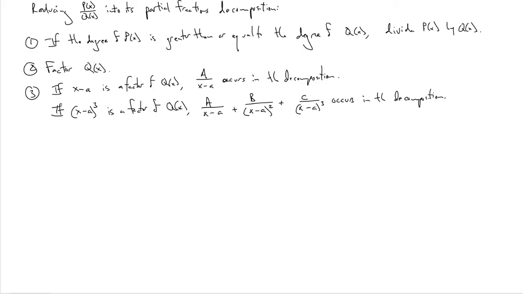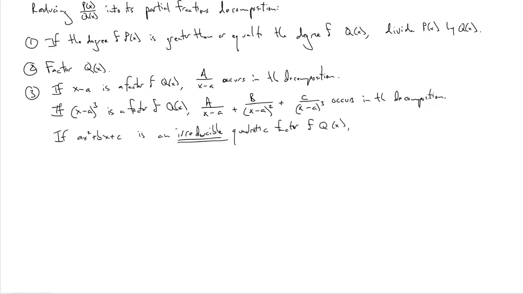If there was an x minus a to the 94th power as a factor of the denominator, you'd have 94 terms here, each ramping up the denominator by 1 degree. What we've looked at so far is what happens if you have linear factors of the denominator, or different powers of linear factors in the denominator. Another possibility is you could have quadratic factors in the denominator.